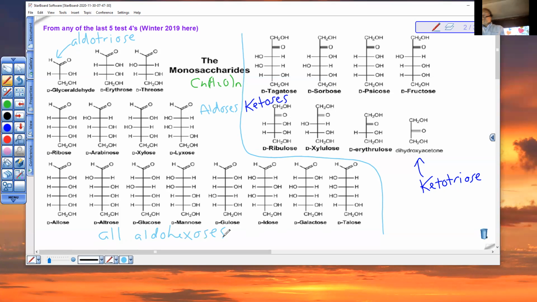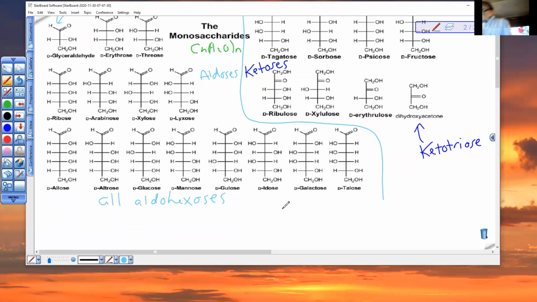And I see how many? 2, 4, 6, 8. Now, keeping in mind there's 4 stereocenters, possible isomers would be 2 to the power of 4, which is not 8, but 16. So why are they only 8 here?